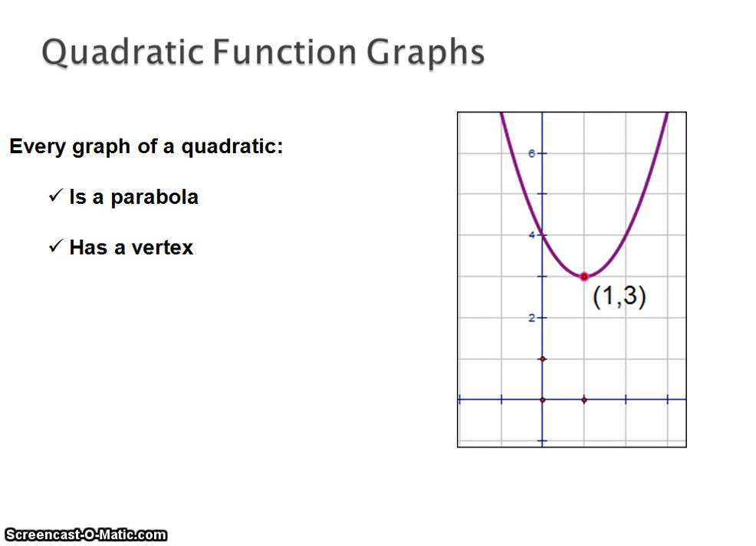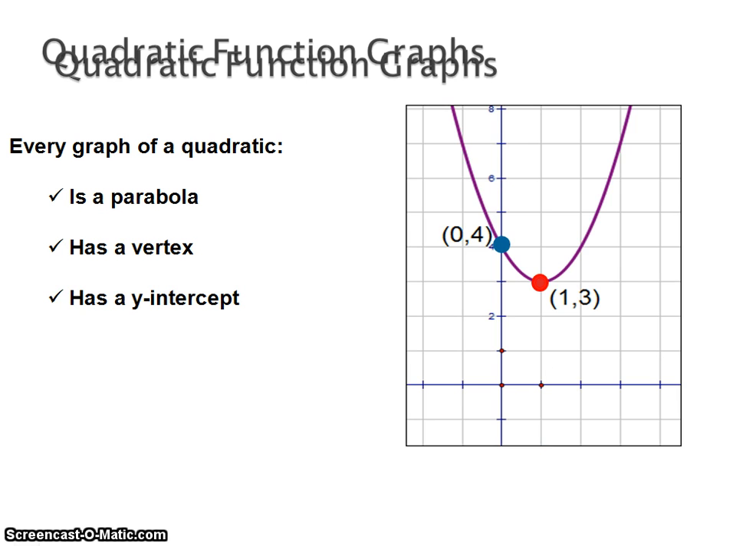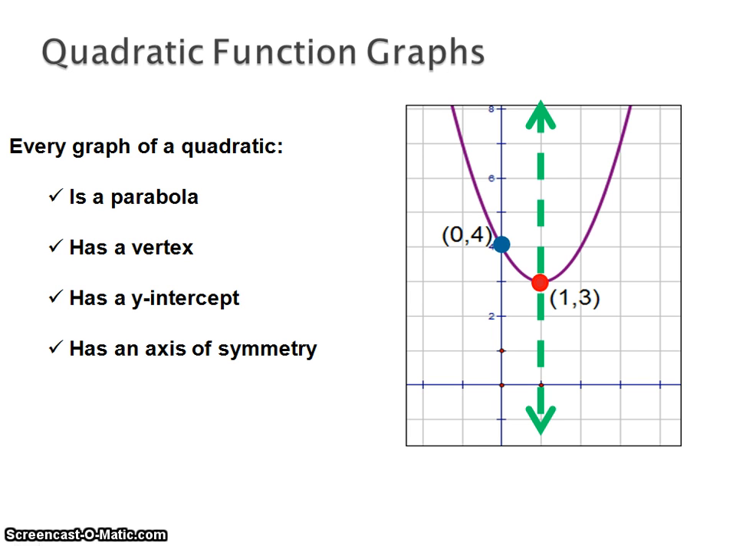Every parabola has a vertex. Every parabola has a y-intercept. And finally, every graph of a quadratic, or parabola, has an axis of symmetry. It is a vertical line splitting the parabola in half.